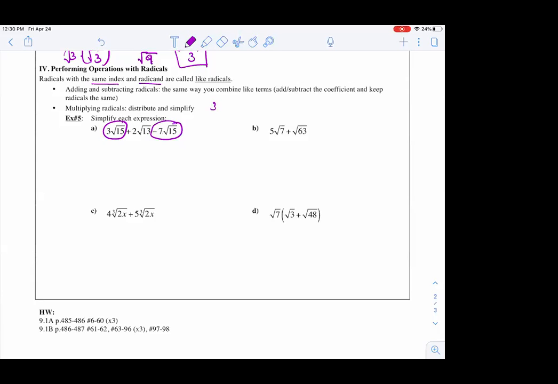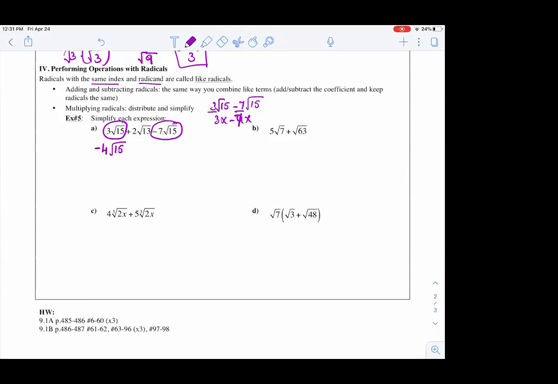I'm going to show right here. What is 3 radical 15 minus 7 radical 15? What is that? You just do the 3 minus 7. What is 3 minus 7? Negative 4. And then you keep the radical exactly. It's like 3x minus 7x. What is 3x minus 7x? Minus 4x, correct?